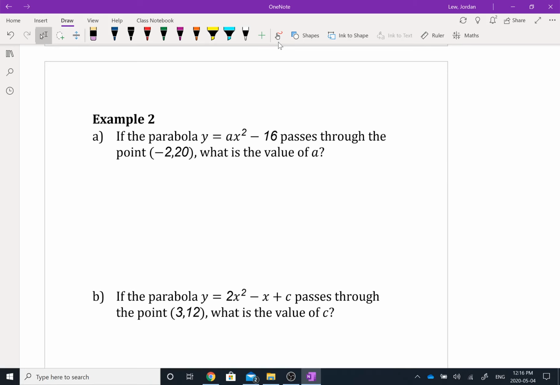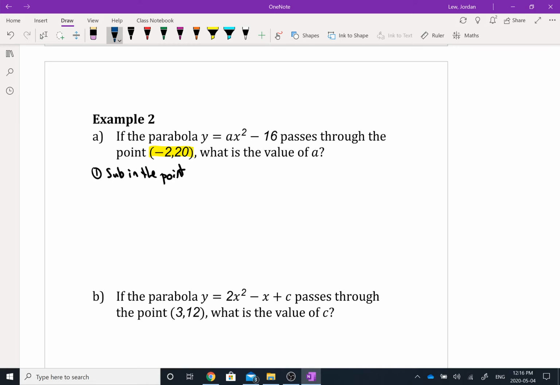So in example 2, we want to know if the parabola y equals ax squared plus or minus 16 passes through a certain point, what is the value of a? So in this case, what we're going to do, similar to what we've done before with other equations or linear equations, when we're given a point and an equation and we want to find a missing value, we need to sub in the point. So we're going to sub in our point, which we were given, into our equation and figure out what our a value is, or solve for the a value.